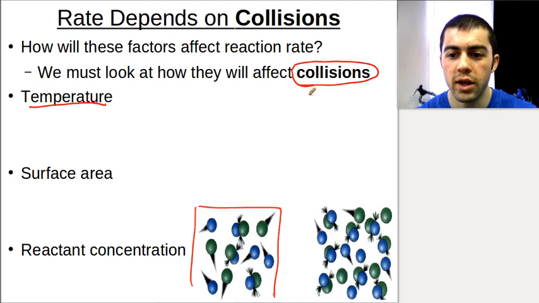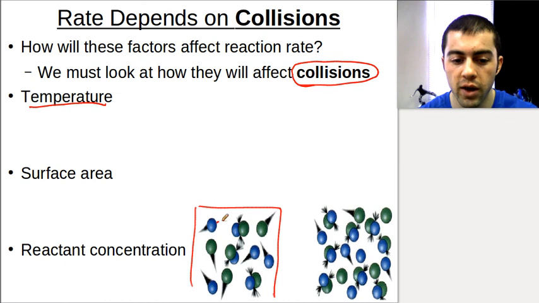Well, the rate is how fast we're going, right? And the collisions are, if we have these molecules colliding with the proper orientation and energy, then they are going to be able to react. So how does the temperature affect that? Well, the temperature measures the kinetic energy of the particles. We've talked about this during the energy unit, right?